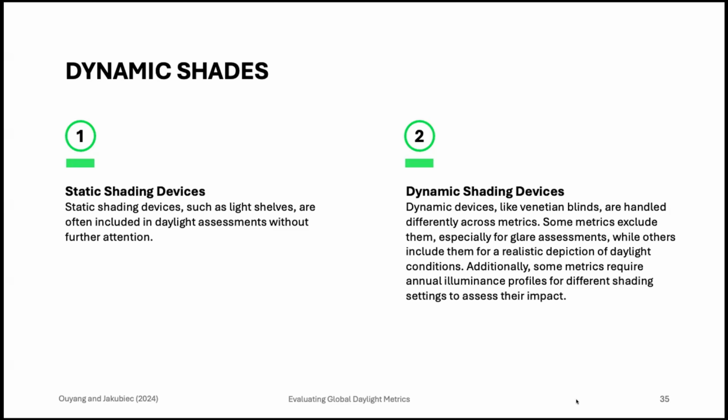Shading devices, both static and dynamic, are important in daylight analysis. Static devices such as light shelves are often included in assessment without further attention. Dynamic devices like Venetian blinds are handled differently across metrics. Some metrics exclude them, especially for glare assessments, while others include them for a realistic depiction of daylight conditions.